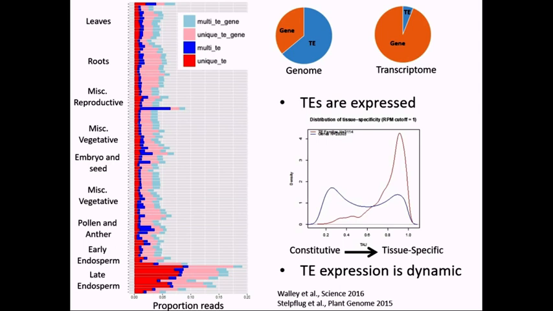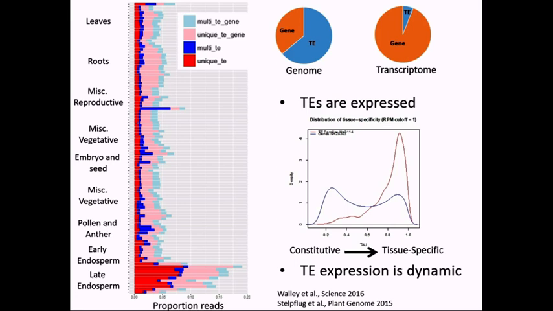Now, one of the interesting things about this is that this could simply be a reflection of noise. There are so many of these in the genome, they're getting reads at random. We looked at genes and TEs. So in blue here are genes. And what we're measuring is tau, which is a measure of tissue specificity of expression.